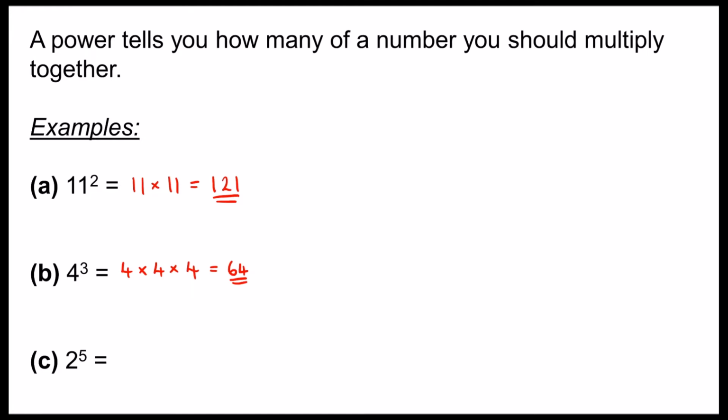Lastly, we have 2 to the power of 5. The little 5 at the end means that we have five 2s which are all getting multiplied together. Again, doing this in stages, we get 2 times 2 is 4, 4 times 2 is 8, 8 times 2 is 16, and 16 times 2 is 32. That's our final answer.